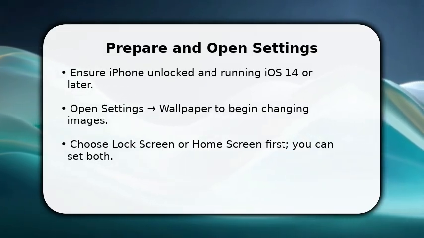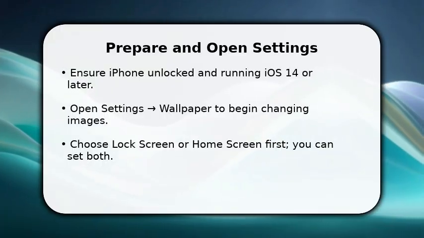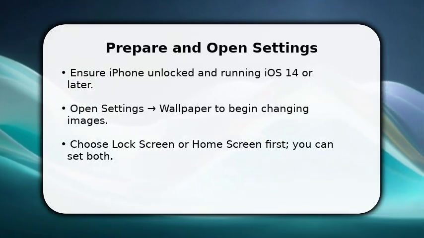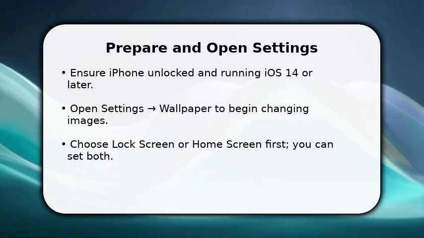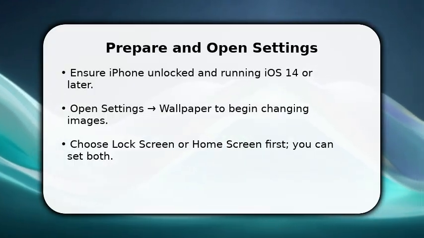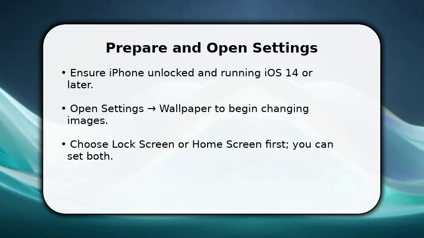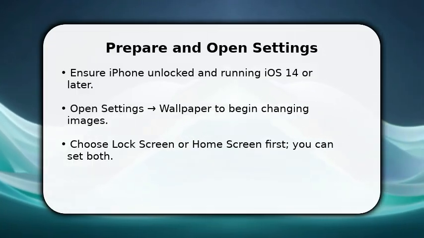Make sure you decide whether you want the lock screen, the home screen, or both, because that affects layout and widget visibility. You may want to check that dark mode or perspective zoom is off if you prefer a consistent look. Now tap Browse to pick an image.